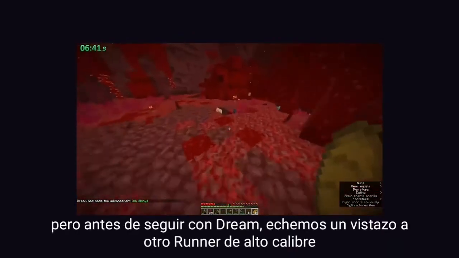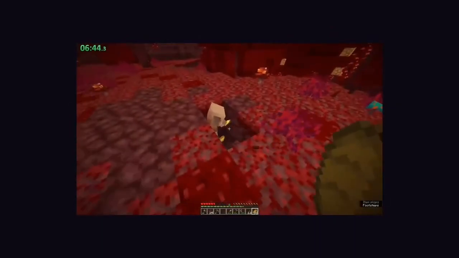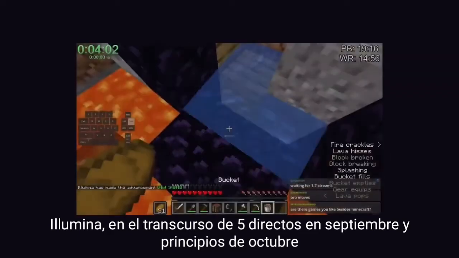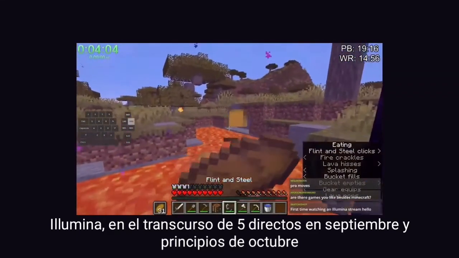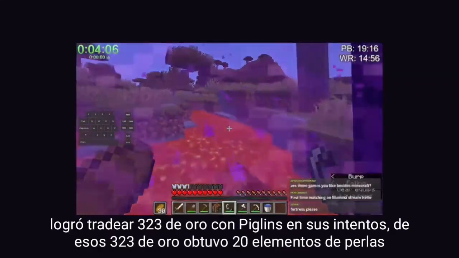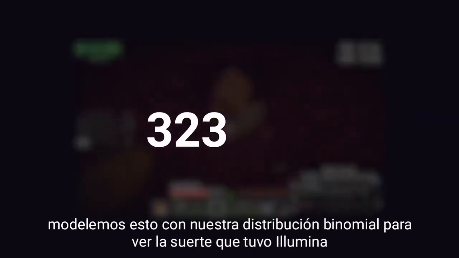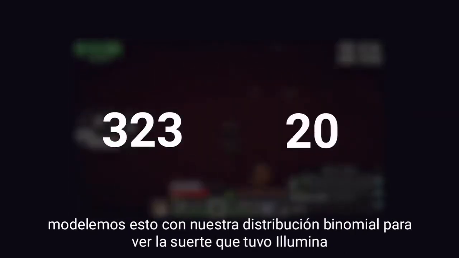But before we get to Dream, let's take a look at another top runner. In fact, he's the luckiest runner we could find, Illumina. Over the course of 5 streams in September and early October, Illumina was able to trade 323 gold with piglins in his RSG attempts. From that 323 gold, he got 20 pearl trades.